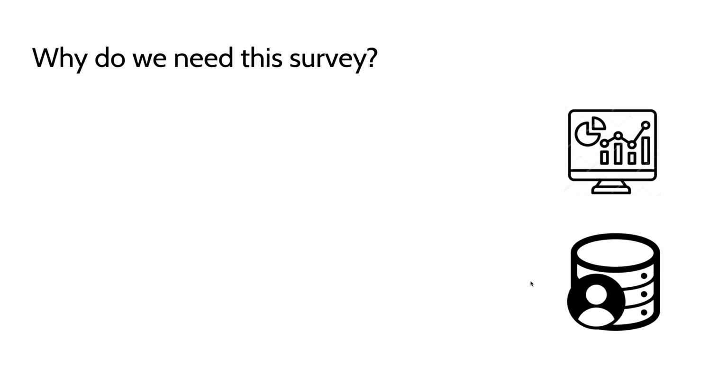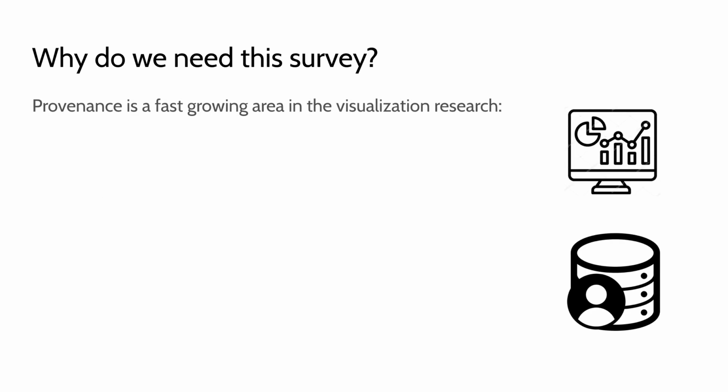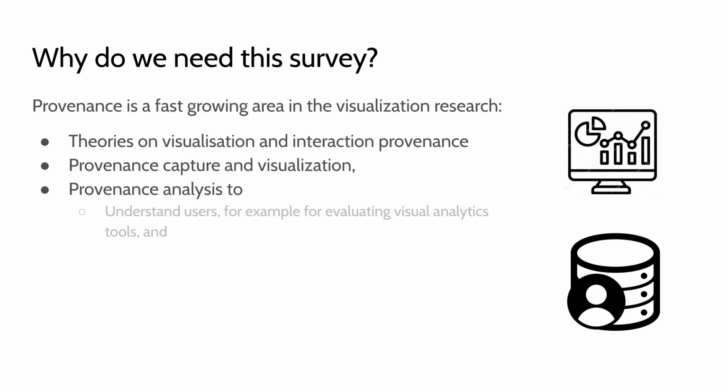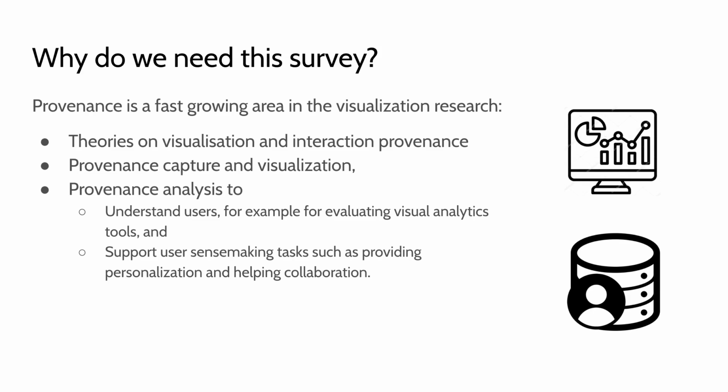Why do we need this survey? Provenance is a fast-growing area in the visualization research. Recently, there are many new works that relate to theories on visualization and interaction provenance, provenance capture and visualization, and provenance analysis. Such analysis can be used to understand users, for example, for evaluating visual analytic tools, and support user sense-making tasks, such as providing personalization and helping collaboration.